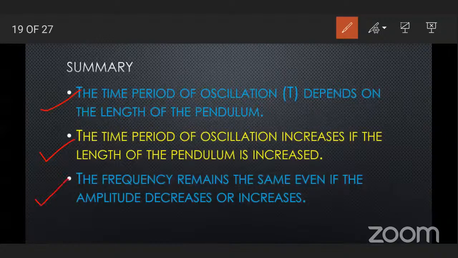And the frequency remains the same even if the amplitude decreases or increases. First time we saw that if the length of the pendulum decreases, the frequency increases. But in the second experiment, you can see that if there is a change in amplitude, then also the frequency remains the same.